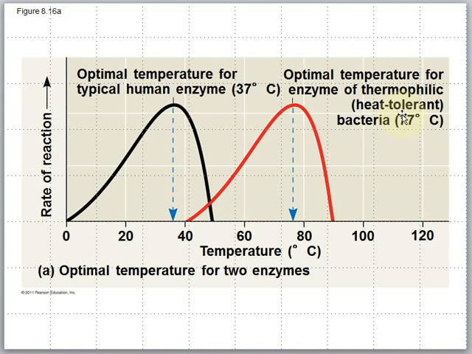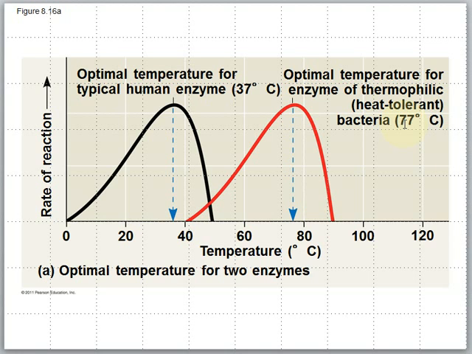Different enzymes in different creatures and even in different parts of the body of a different creature have different environmental requirements. So the optimal temperature for most human enzymes, you'll notice, is right about 37 degrees Celsius, which is about human body temperature, whereas the optimal temperature for the enzymes of thermophilic bacteria that live in hot water springs and things like that is closer to 77 degrees Celsius. 77 degrees Celsius is about 170 degrees Fahrenheit, which is amazingly hot.